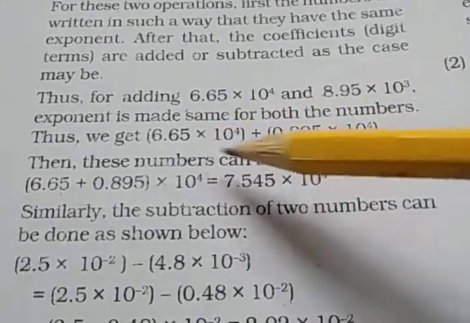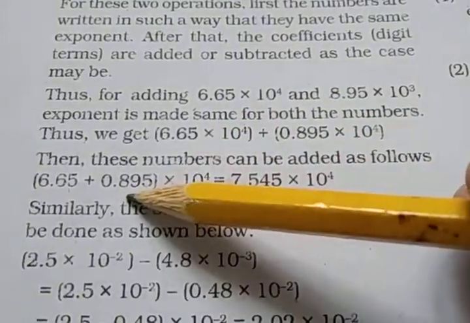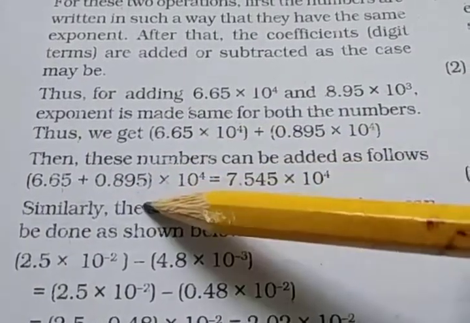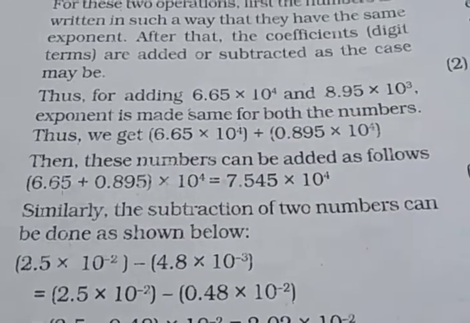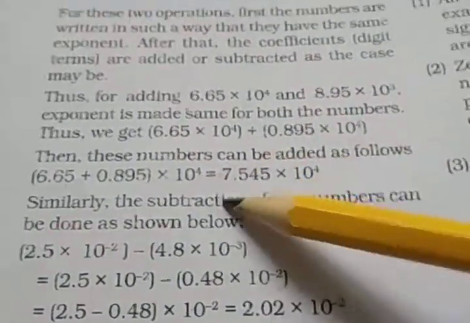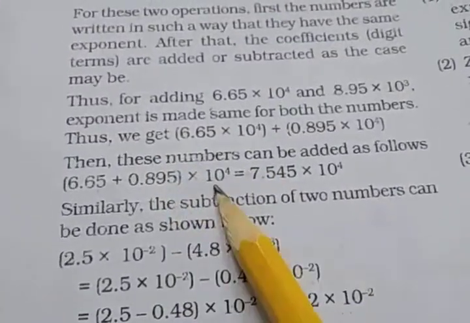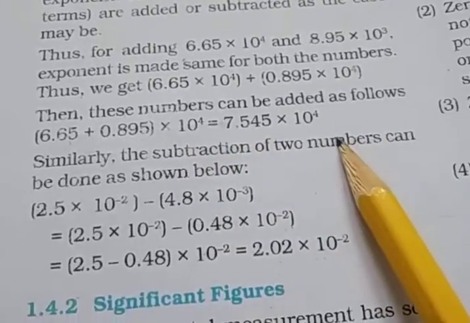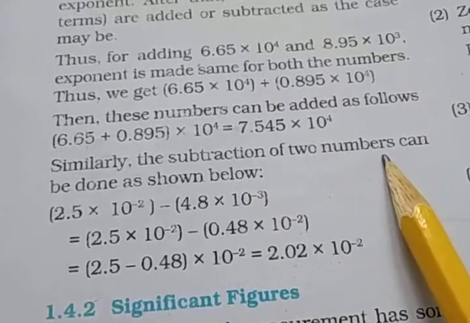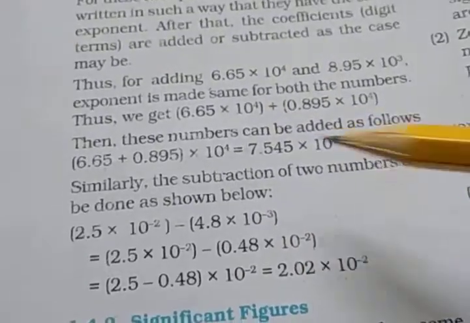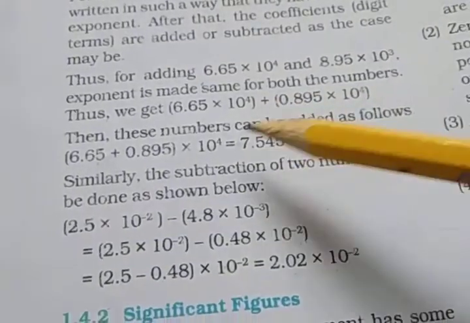So first the decimal values are taken into the bracket: 6.65 plus 0.895, bracket close. Here 10 raised to power 4 and here also 10 raised to power 4, so multiply 10 raised to power 4. So add 6.65 and 0.895, so 7.545 multiply 10 raised to power 4. So the subtraction of the two numbers can be done as shown below. Because here the same exponent is given, so it is written the same.